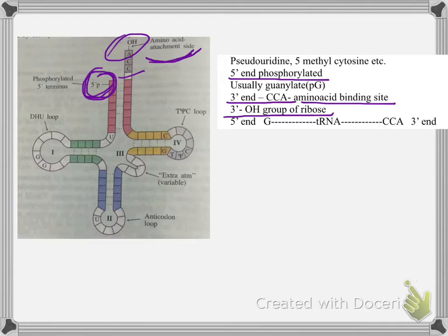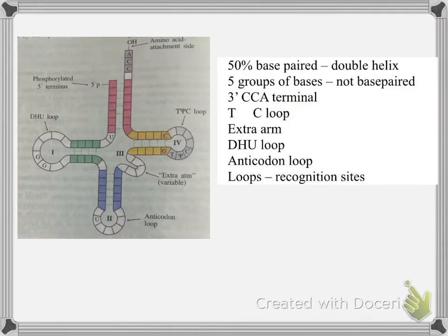So the linear structure of tRNA is like this. At the 5' end there is a phosphorylated guanine, then the base sequences, and at the 3' end CCA is present. This is the linear structure of tRNA. 50% of the bases are paired, forming a double helix like this.